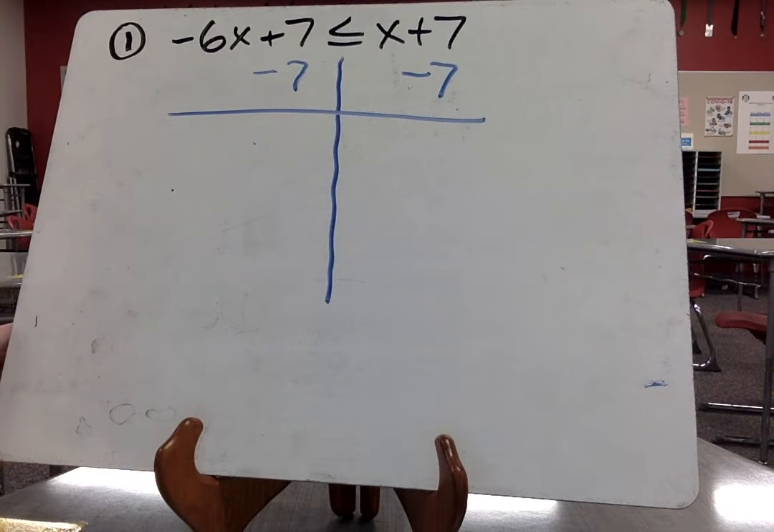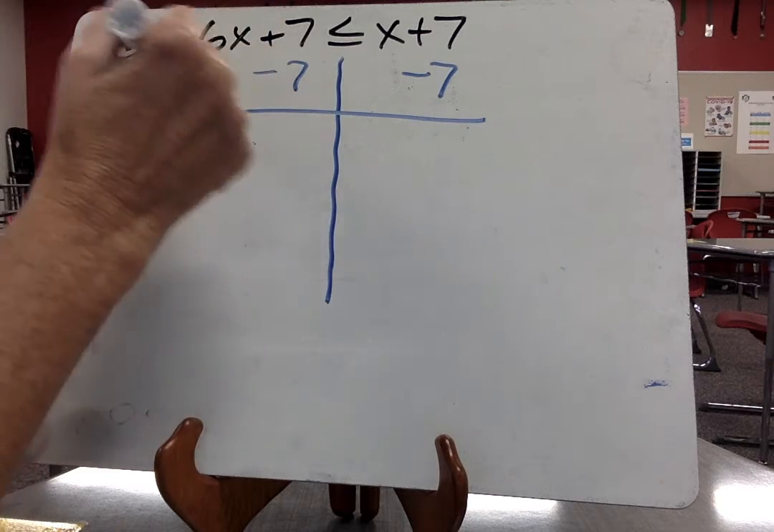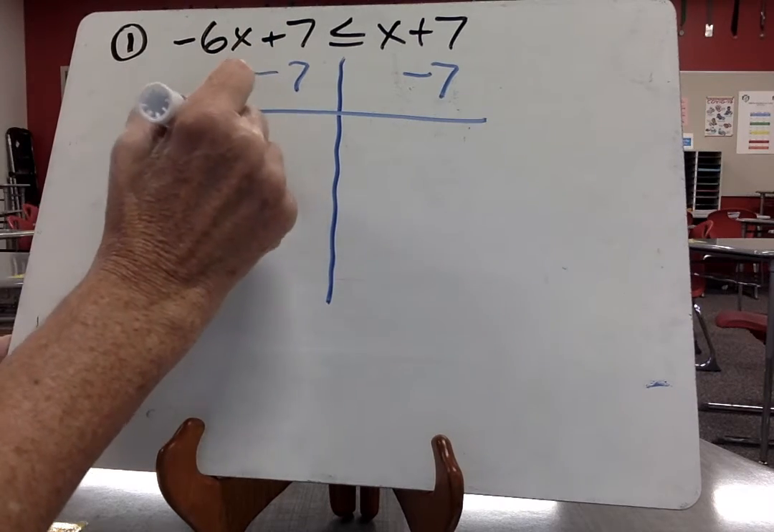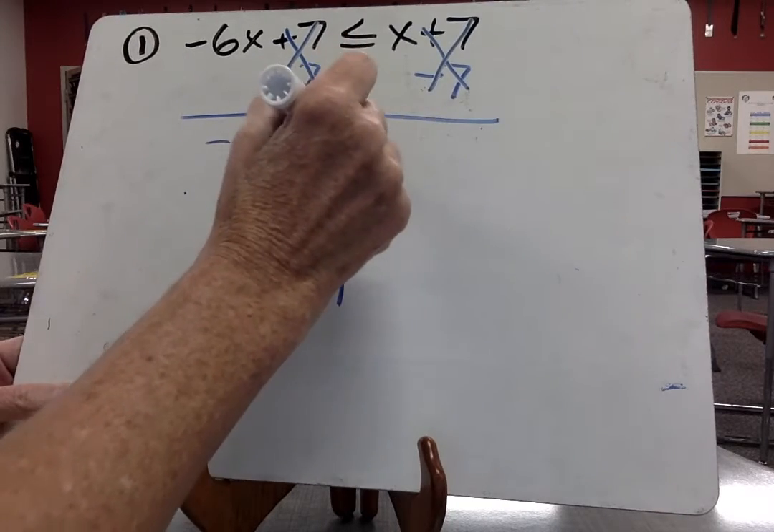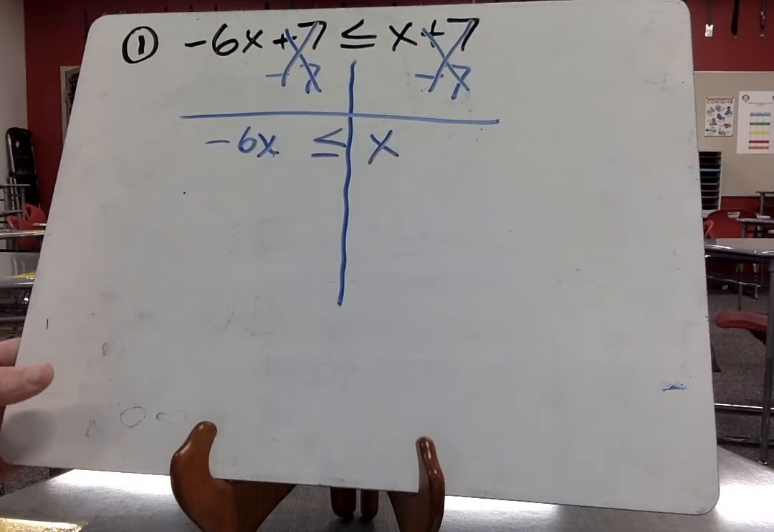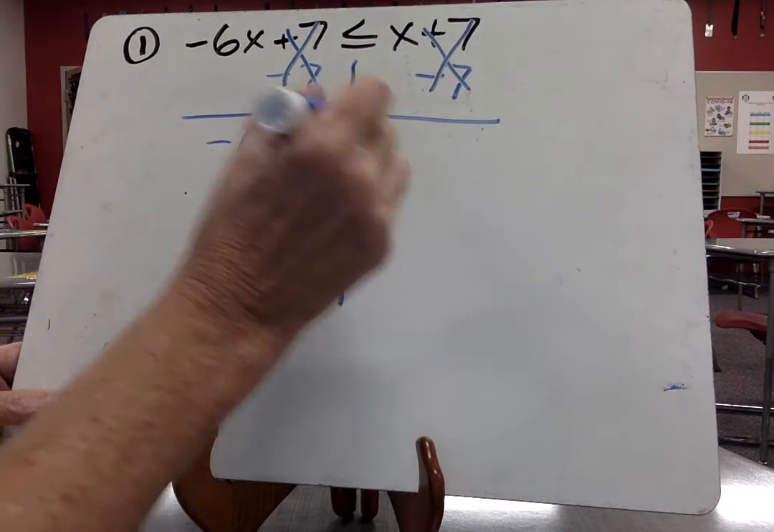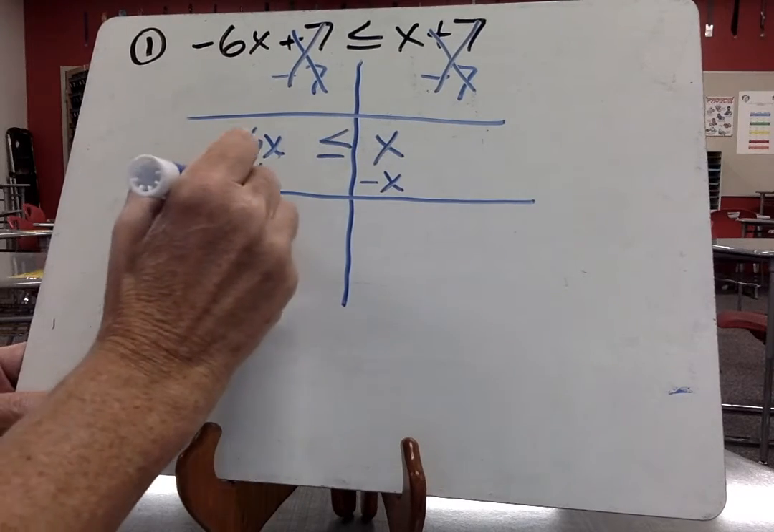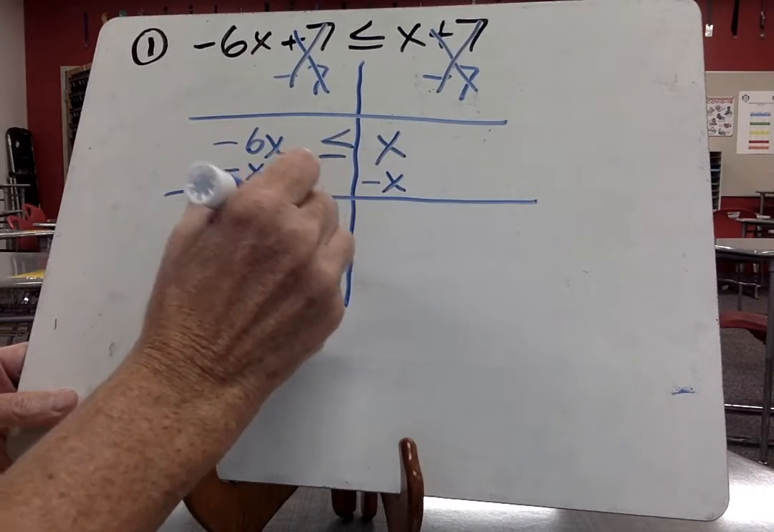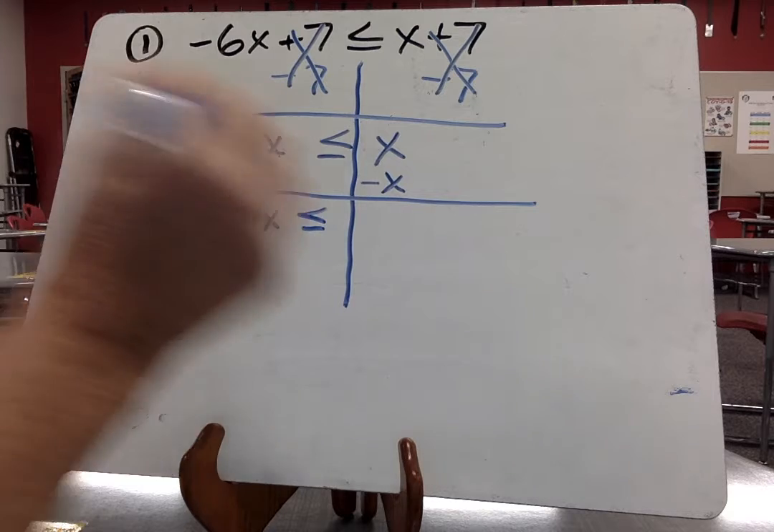Now, do we switch the inequality sign? And the answer is no. We didn't do any of those three things. So we get negative 6x, these go away, that goes away, is less than or equal to x. Okay, now we want all the x's on the same side, so I'm going to go minus x, which I probably should have done this one first. Negative 7x less than or equal to x minus x.